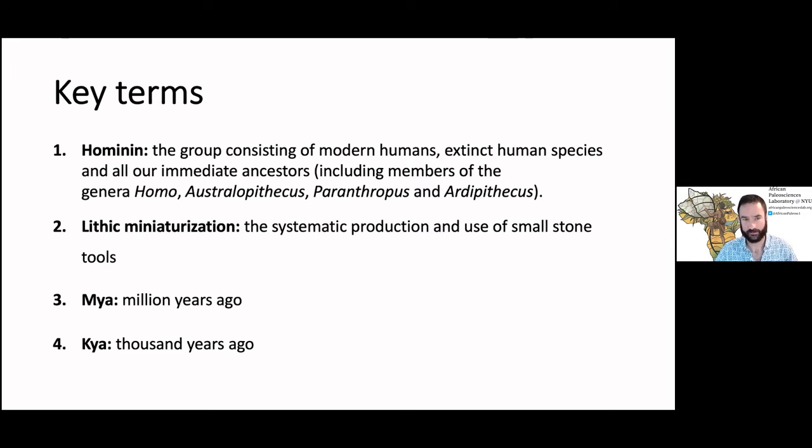I'm going to be using a little bit of jargon today. Happy to clarify any of these concepts in the future when you do watch this talk. But some of the basic ones are what a hominin is. So a hominin is basically the group consisting of modern humans, that's Homo sapiens, us, extinct human species, and all our immediate ancestors, including members of the genera Homo, Australopithecines, Paranthropines, and the illustrious Ardipithecus.